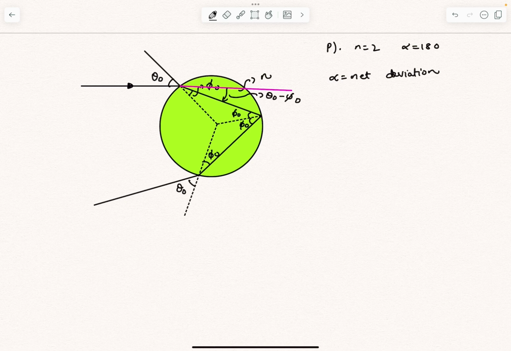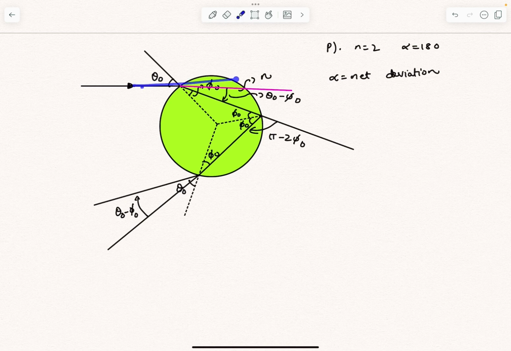Now let's look at the second incidence. Here the light ray bent by this much angle. This angle is 2 phi naught and this angle will be pi minus 2 phi naught. So the second light ray bent by an angle of pi minus 2 phi naught in the clockwise direction. Now let's look at the third light ray. This also bent by an angle of theta naught minus phi naught in the clockwise sense, right?